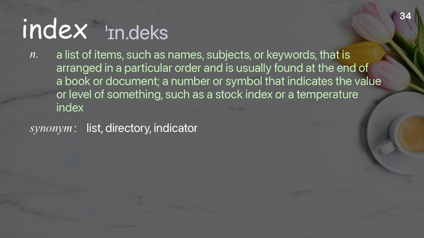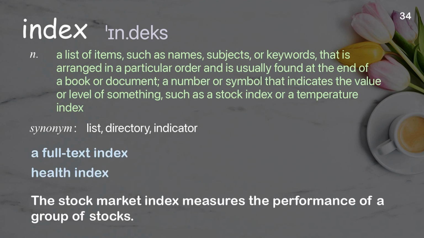Index. A list of items, such as names, subjects, or keywords, that is arranged in a particular order and is usually found at the end of a book or document; a number or symbol that indicates the value or level of something, such as a stock index or a temperature index. Examples: A full text index, health index. The stock market index measures the performance of a group of stocks.